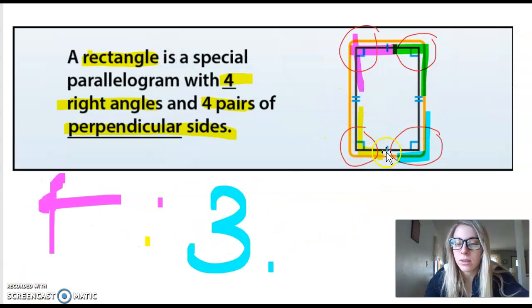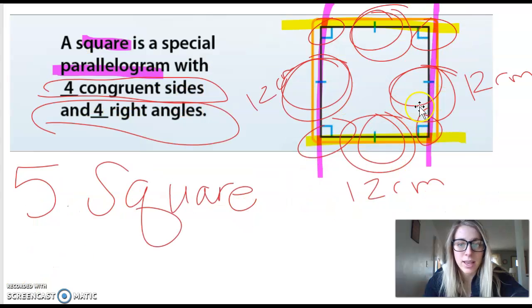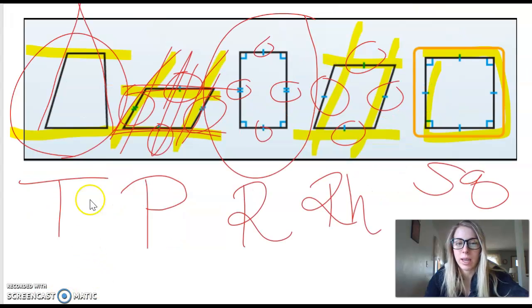Next one is rectangle, 4 right angles, but different size sides. We have 2 sides with 2 lines, 2 sides with 1 line. The next one is a rhombus. Okay, a rhombus has two sets of parallel sides. Okay, and every single side is congruent. And the last one we have is a square. All sides are the same length. All angles are the same. So we have 5 different types: trapezoid, parallelogram, rectangle, rhombus, and square. I would highly recommend jotting that down in your notebook for today's quiz.